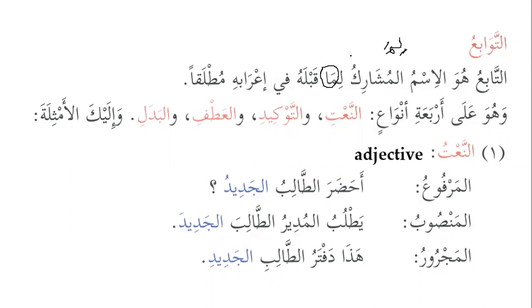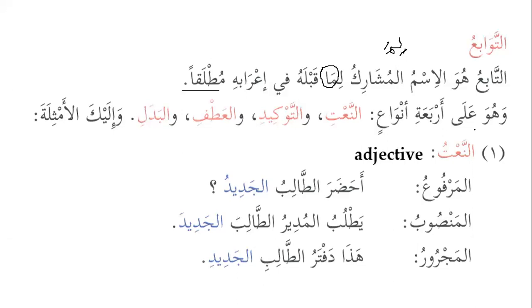Similarly, amma yatasa'alun. So basically, that is a combination of li plus ma, this one here. So when you see that there is ma complete with alif, that means it is ma al-mawsula. Ma al-mawsula means it will connect the previous idea to the next idea. Lima qablahu fi irabihi mutlaqan. So it is basically a noun that follows a noun that is before it in irab. Fi irabihi mutlaqan, absolutely. So it will follow the noun that is before it in irab completely.